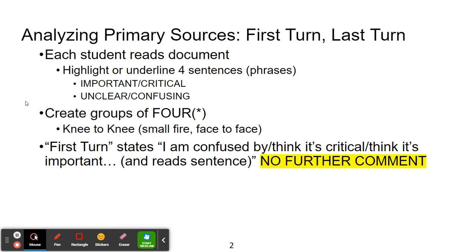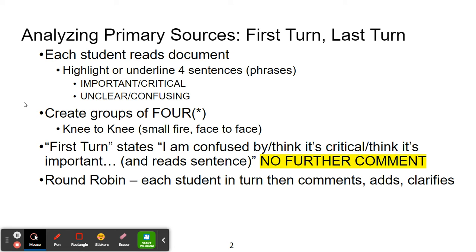The way this activity then works is you select one student in the group to be the first turn student, and they are going to select the first phrase or sentence from the 4 that they highlighted to discuss. But they're only going to introduce it and not comment further. So they might say, for example, I am confused when the author says, and then they read the sentence they highlighted. Or I think it's critical, the author says, and then they read the sentence that they highlighted, and they stop talking. They don't explain why they're confused. They don't explain why it's important or critical.